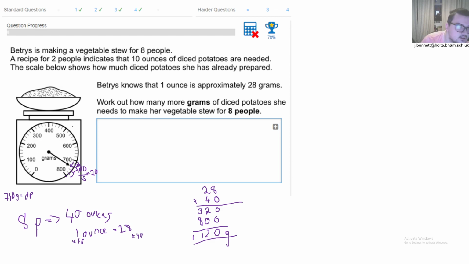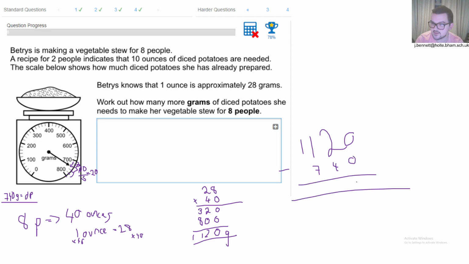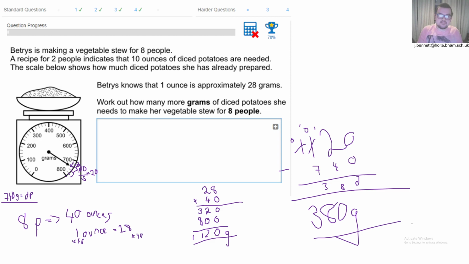However, she only has 740. We worked that out. So we want to know how many more grams are needed. So it's just a simple 1, 1, 2, 0, subtract 7, 4, 0. So let's go through this question. 0 minus 0 is 0. 2 minus 4, we can't do that, so we'll take 1 off here. 12 minus 4, that is 8. 0 minus 7, we can't do that, so we pinch something off there. 10 minus 7 is 3. And our answer is 380 grams. 380 more grams are needed in order to make the vegetable stew for 8 people. And that should be right.